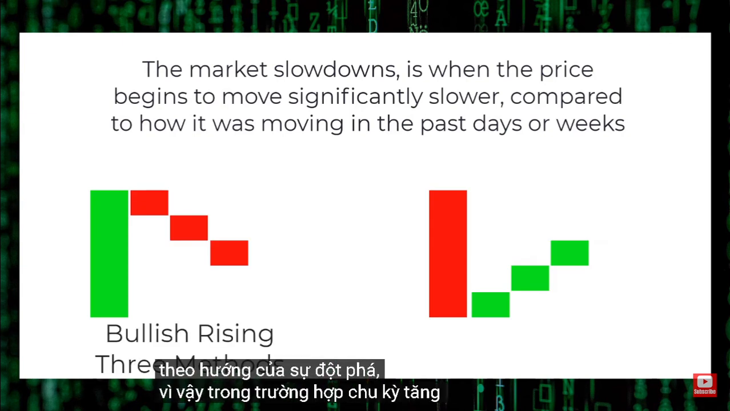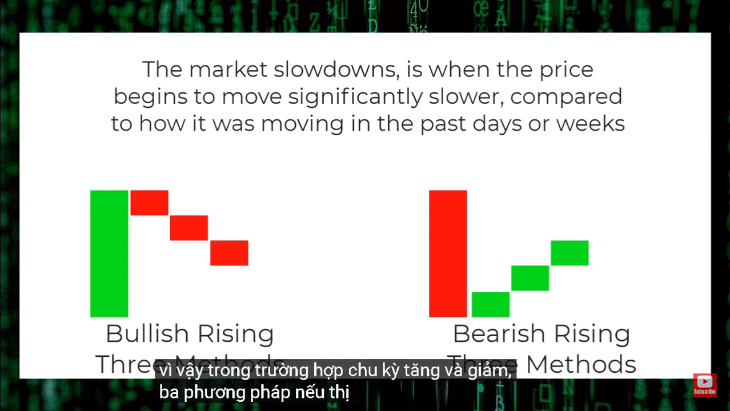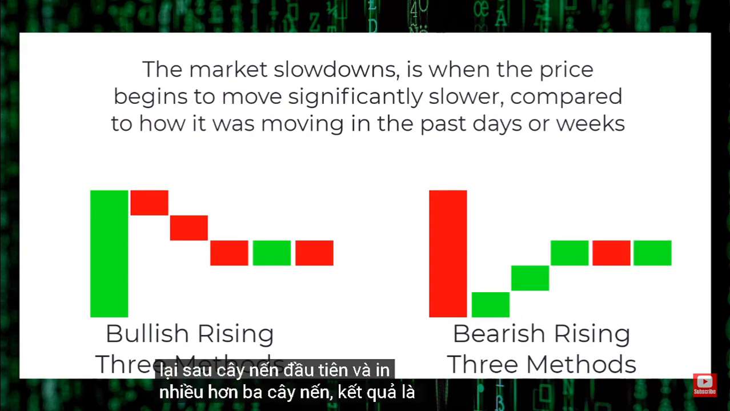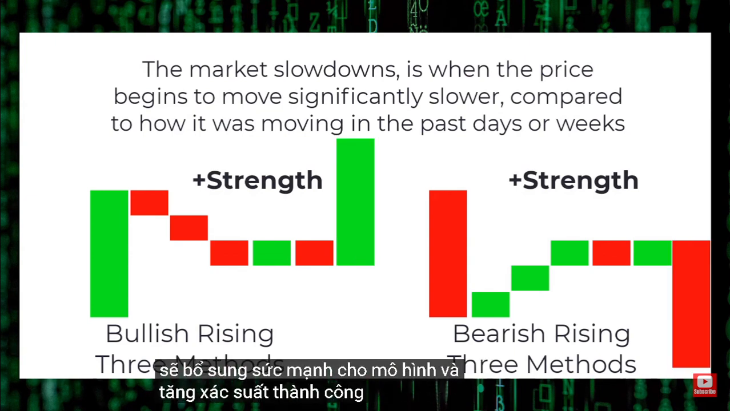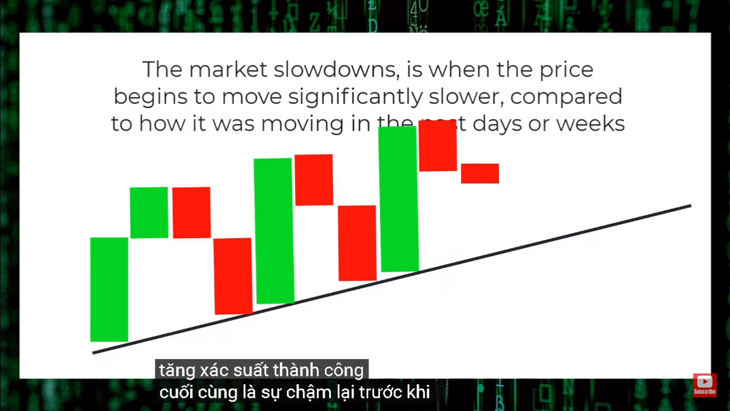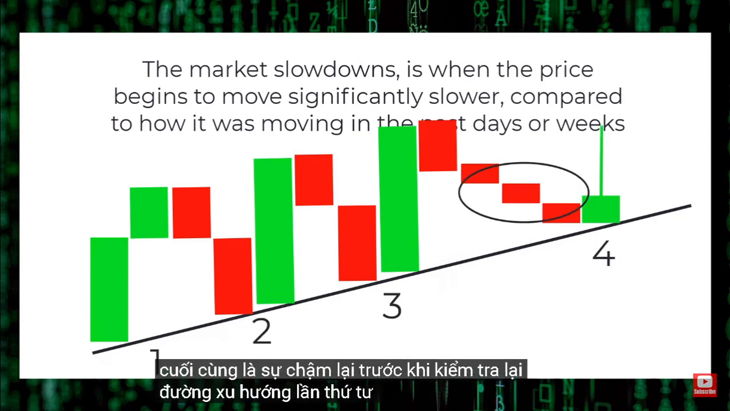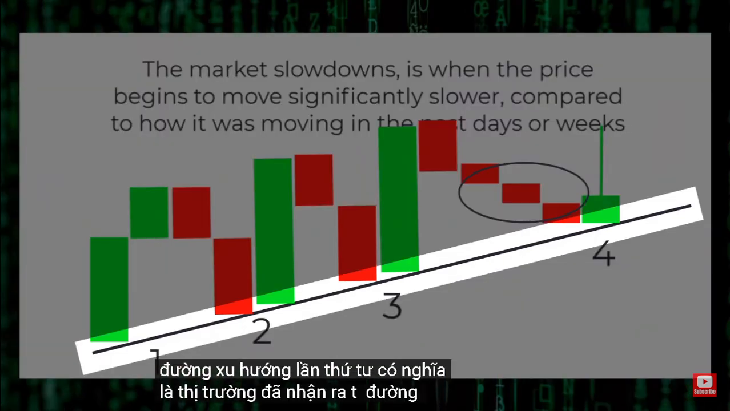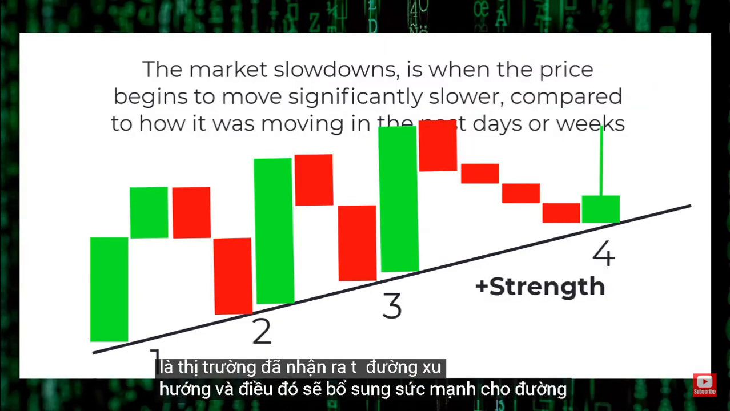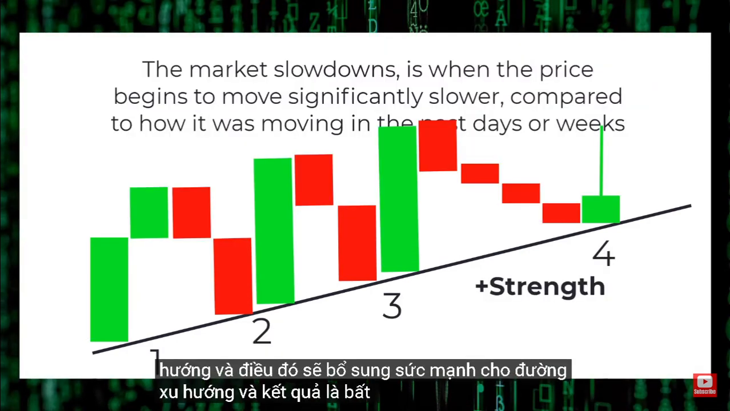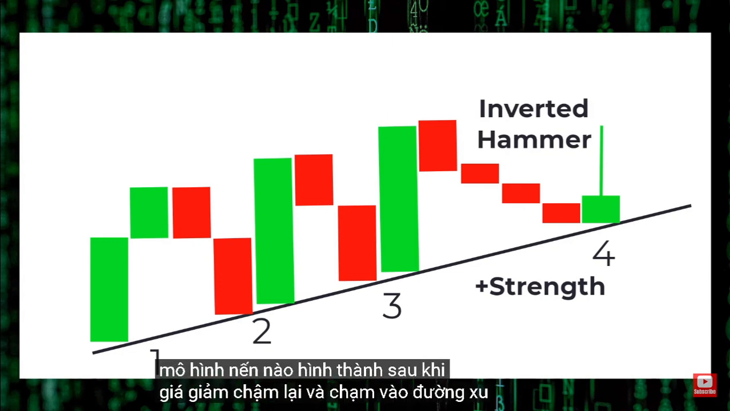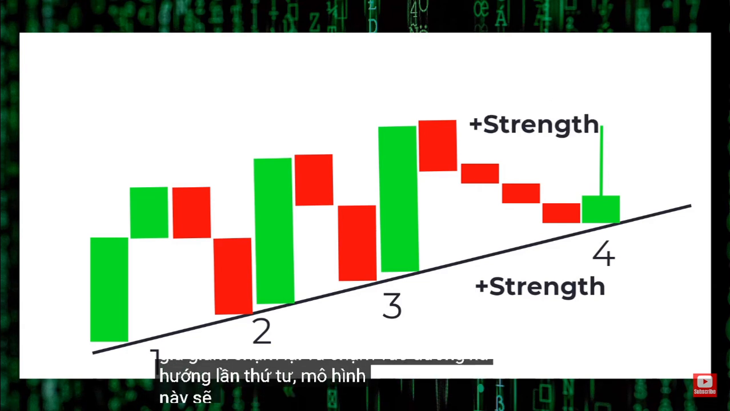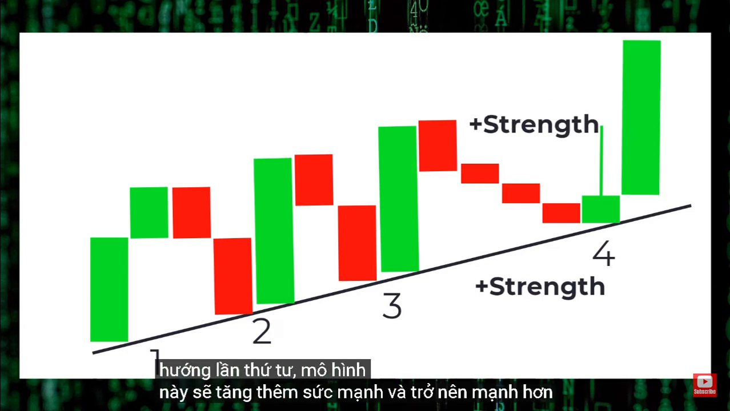So, in case of the bullish and bearish rising 3 methods, if the market slows down after the first candle and prints more than 3 candles as a result, this will add strength to the pattern and increase the probability of success. Finally, a slowdown before retesting a trend line for the 4th time means that the market has recognized the trend line, and that should add strength to the trend line. And as a result, any candlestick pattern that forms after the price slows down and touches the trend line for the 4th time will gain strength and become stronger.